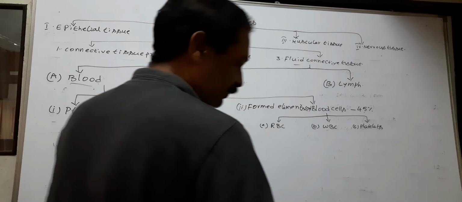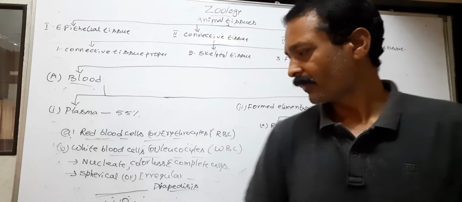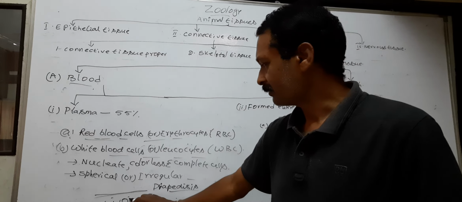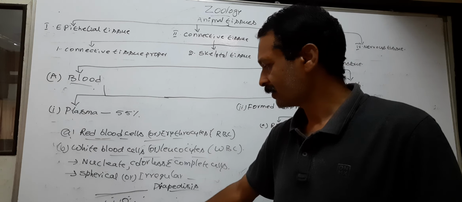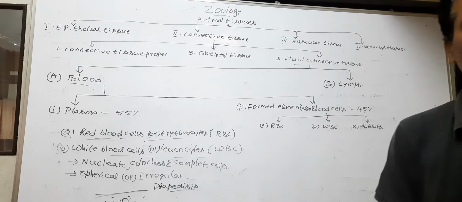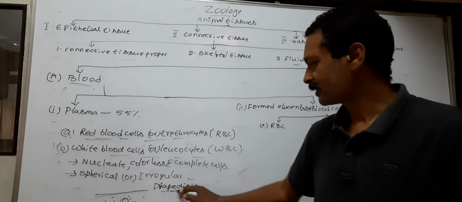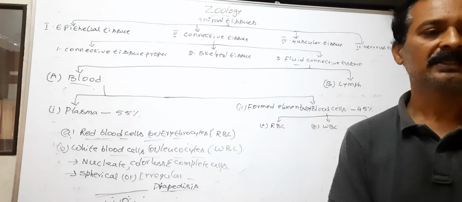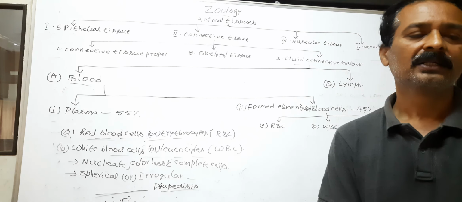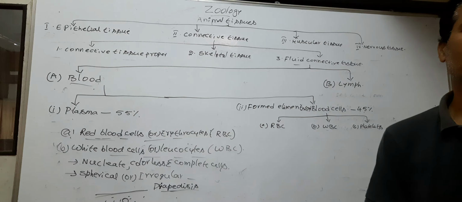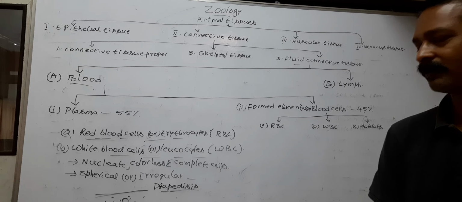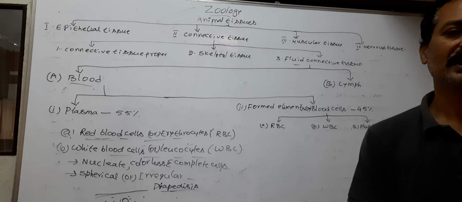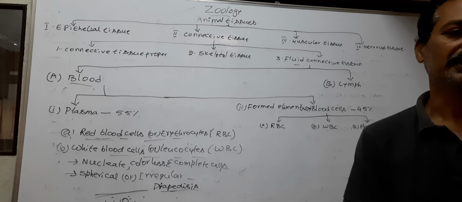So diapedesis means the movement of WBC from blood into tissues through the membrane of the blood vessel. WBC are larger than RBC in size. So WBC are larger cells than RBC.